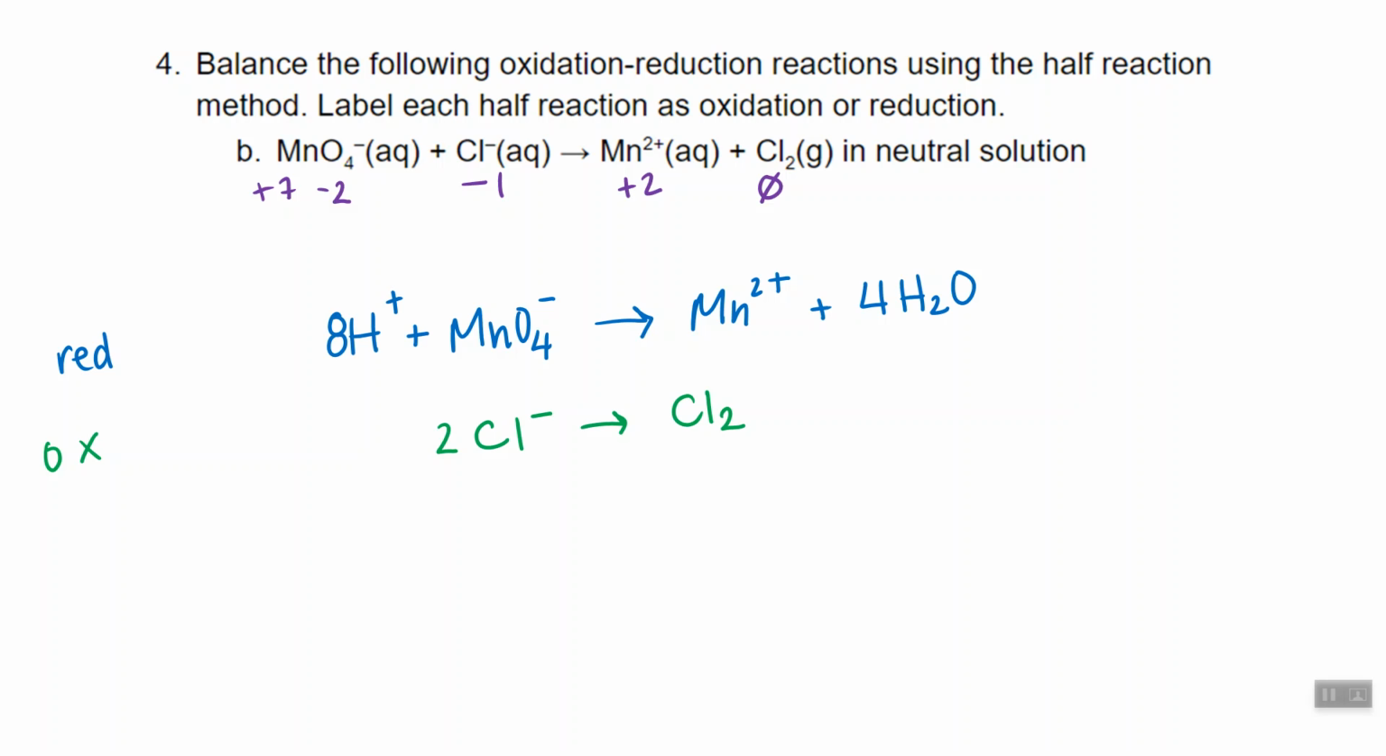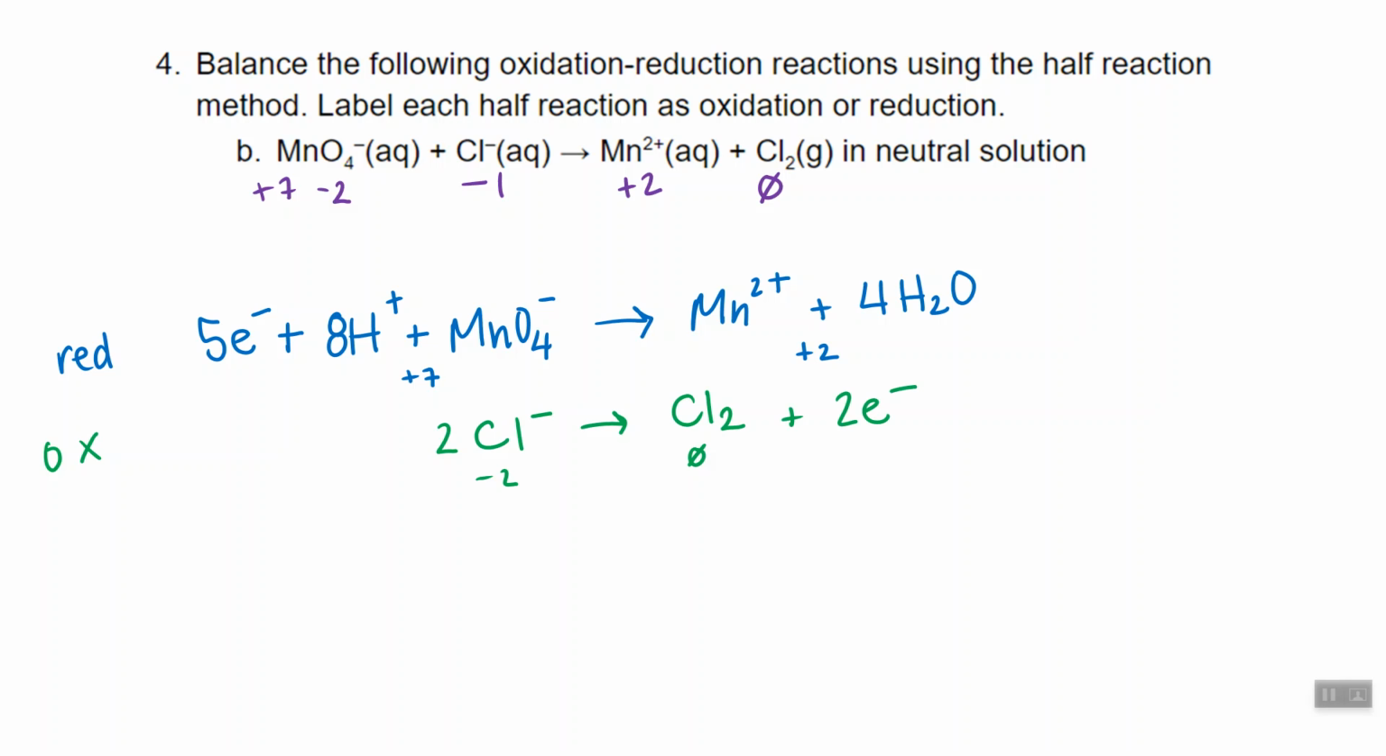Okay, so now I need to total up the charges on both sides. So this side will give me +7, and this side's going to give me +2. So that means that I'm going to need 5 electrons. That way both sides are +2. For chlorine, this side is -2 and this side is 0, so I need to put 2 electrons over here.